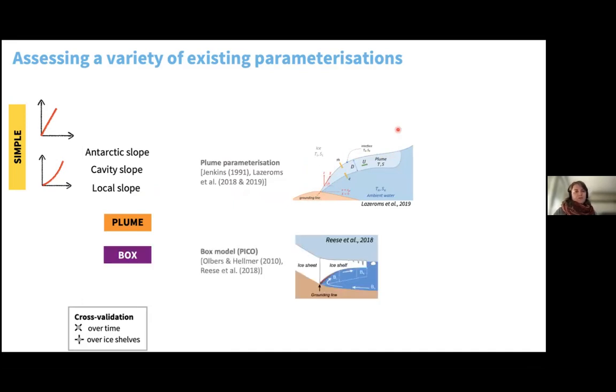Then there is the box parameterization, also well known as PICO, which divides the overturning circulation below the ice shelf into different boxes. And then we have PICOP, which combines the plume and the box parameterization by computing temperature and salinity with the PICO model, and then the melt rate using the plume parameterization equations. For all these, there are also several variations, but for clarity, I only show one. If you're interested in more details, you can look into the publication, but the main conclusions remain valid for all the variations of these.